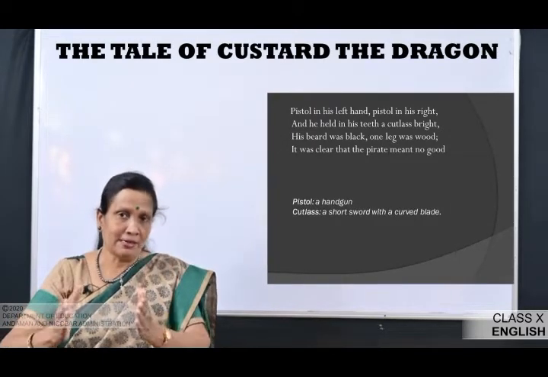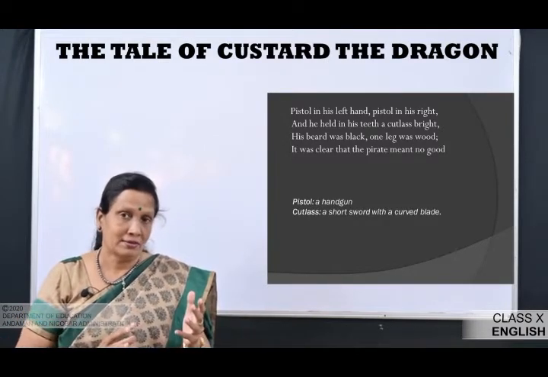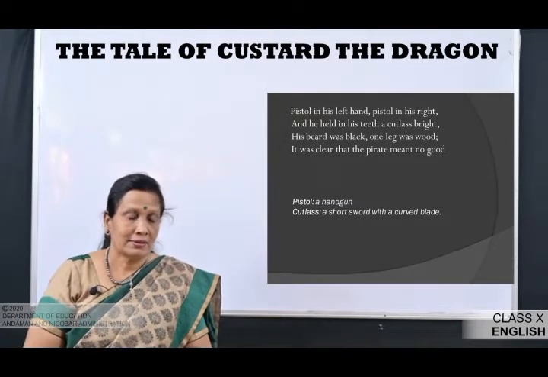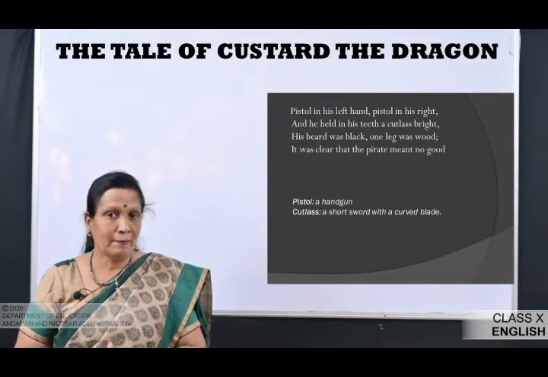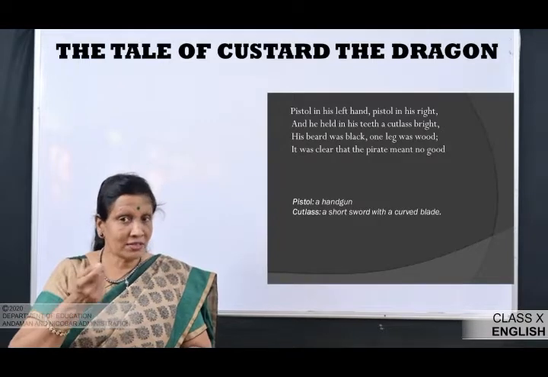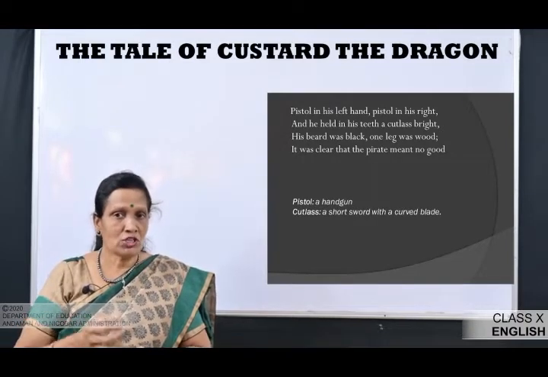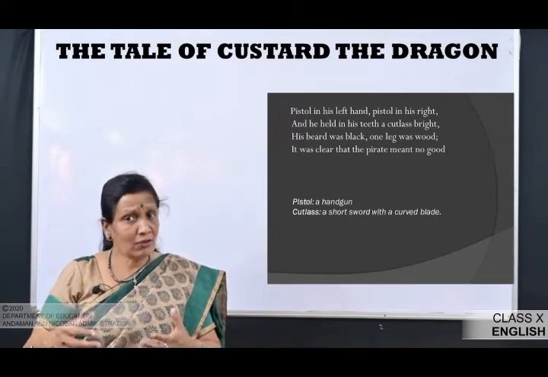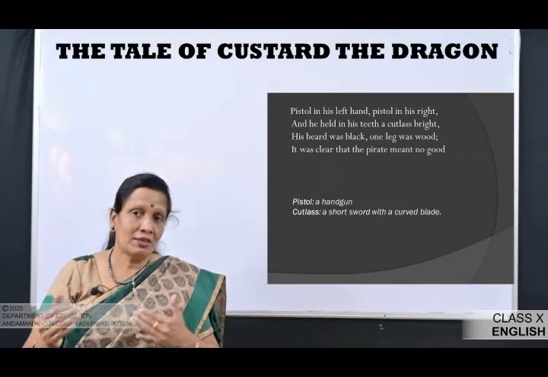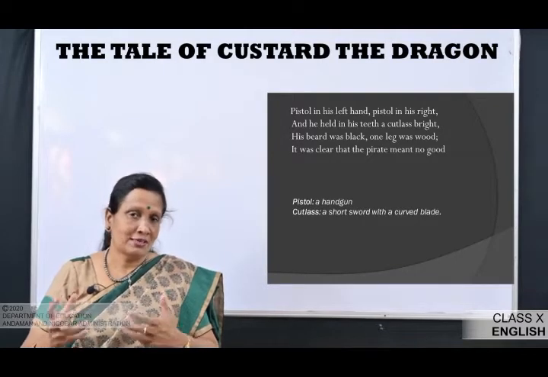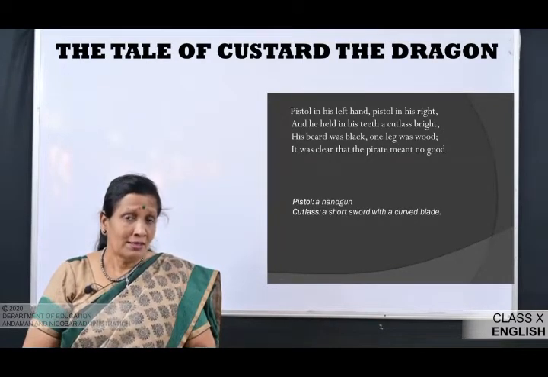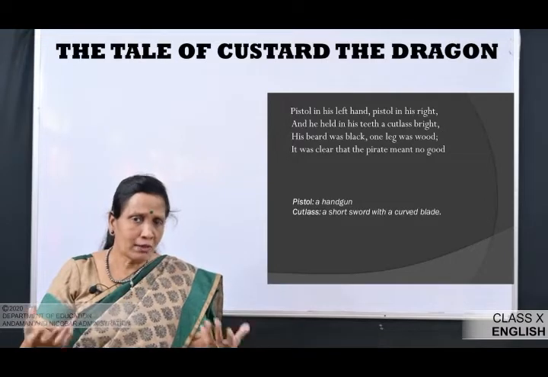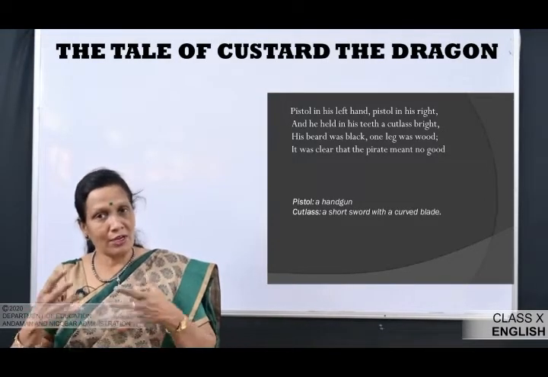So this particular stanza talks about the pirate. The poet describes the pirate's appearance: that he had a pistol in his right and left hand, and in his teeth there was a sharp sword, and his beard was black, and one leg was wood. One leg was wood means he had an artificial leg. So he was physically challenged. But it was clear that the pirate had come to harm them. The pirate had not come to do something good to them. So he had come there to harm them.